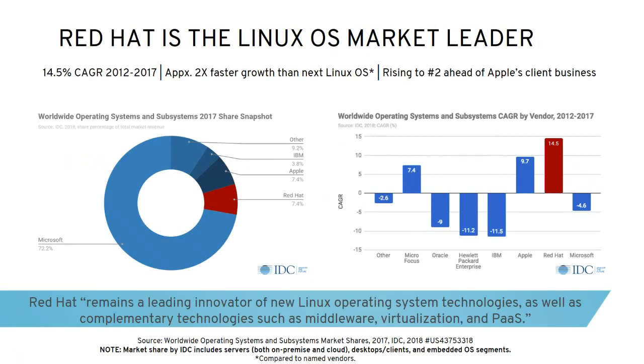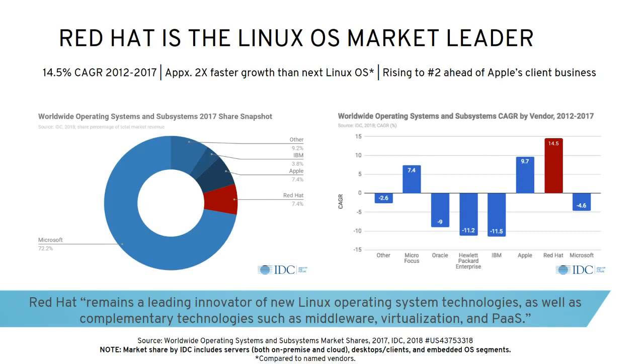So Red Hat is the Linux OS market leader. Linux is the platform; Red Hat is a brand. Red Hat is the Linux operating system market leader, with a 14.5% CAGR from 2012 to 2017, approximately two times faster growth than the next Linux operating system vendor. It is rising to number 2, ahead of Apple's client business. Now we are moving very fast, ahead of Apple's client business.